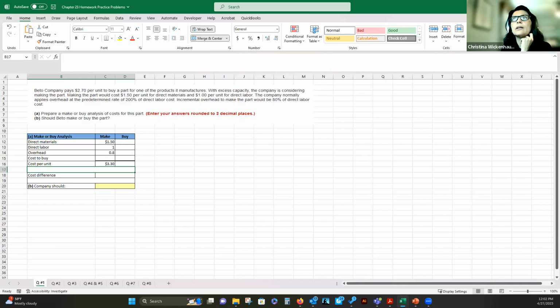$3.30 to make it, right? And then to buy it, it would be $2.70 per unit to buy the part. So the cost difference, if I take my cost difference of equals the $3.30 minus the $2.70, it's going to cost me an extra 60 cents to make it. So I should buy it. That is my make or buy decision.